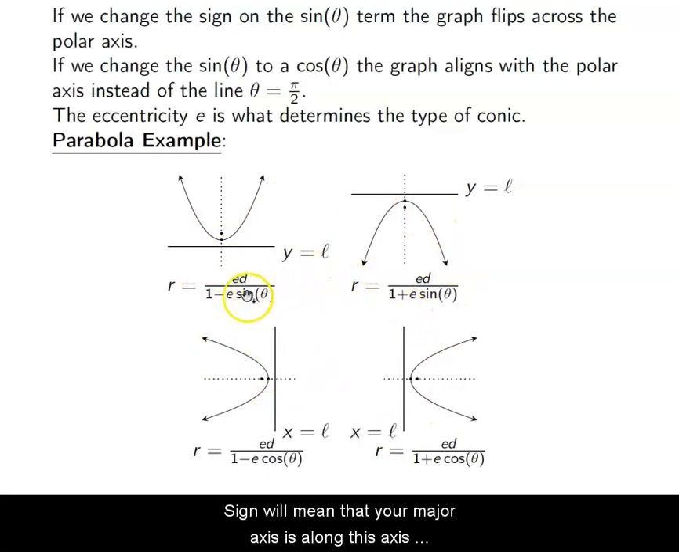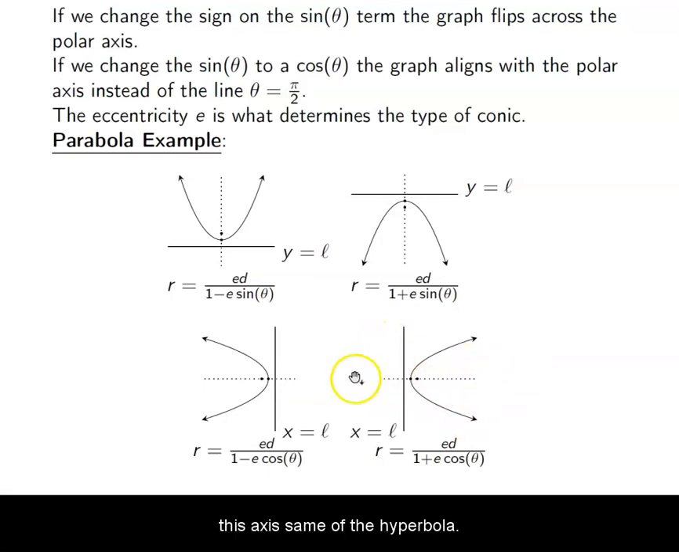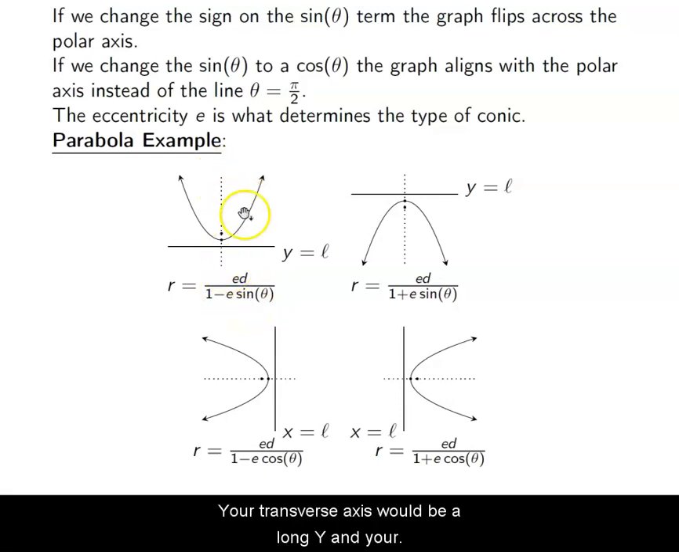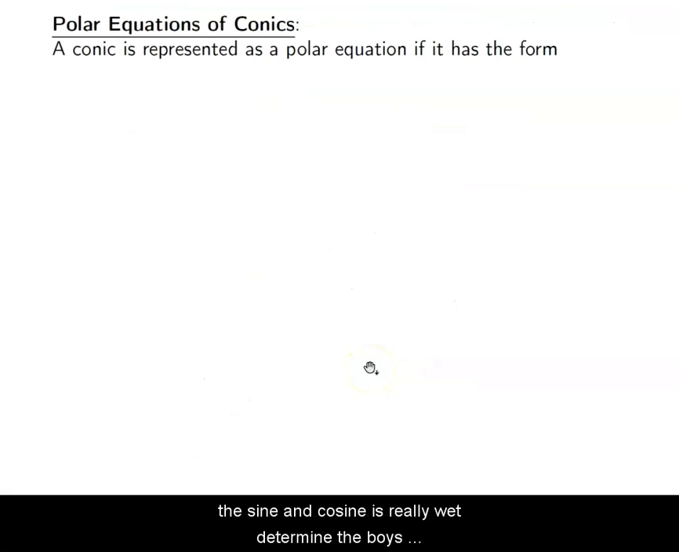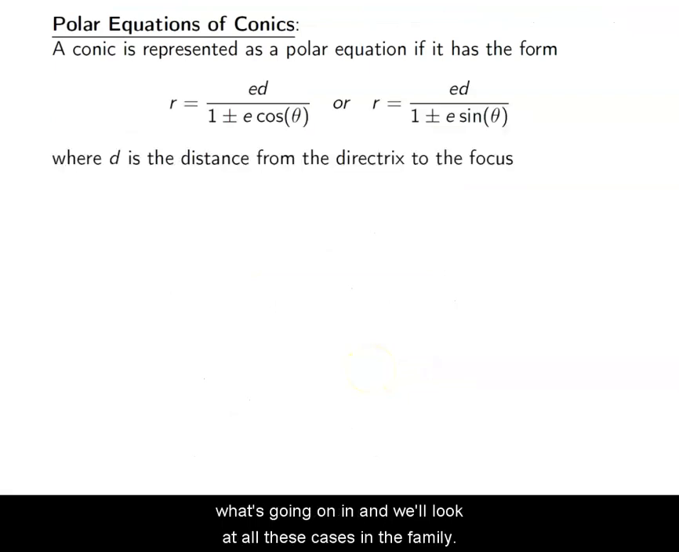Sine will mean that your major axis is along this axis, and cosine means that your major axis would be along this axis. Same with the hyperbolas. If you have a sine here, your transverse axis would be along y, and if it's cosine, then your transverse axis is along x. So the sine and cosine is really what determines what's going on, and we'll look at all these cases independently.